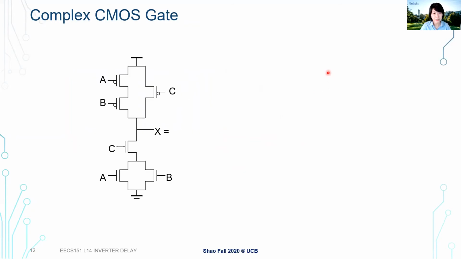So we have another gate here. Let's see, we have 3 inputs, A and B and C. This is our pull down network. This is our pull up network, right? So what's the output X here? By looking at this CMOS gate, it's always easier to look at the pull down network to see what the functionality is. Any guesses?